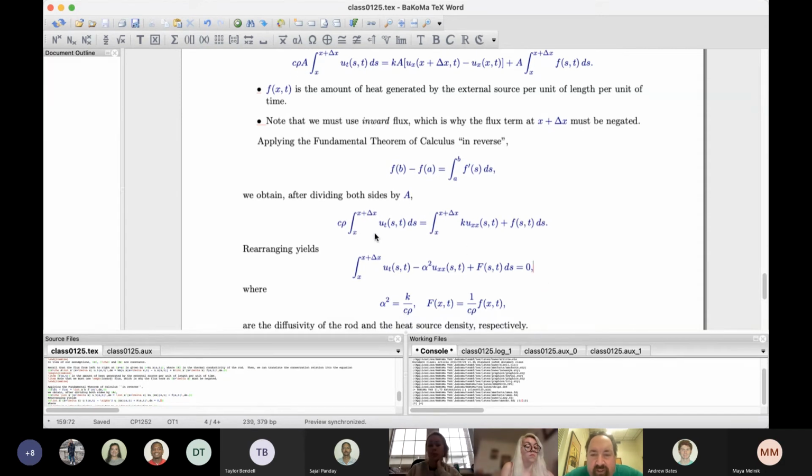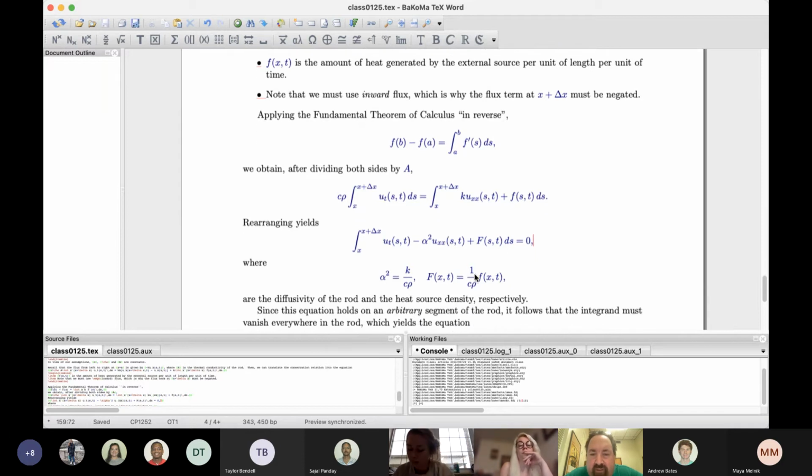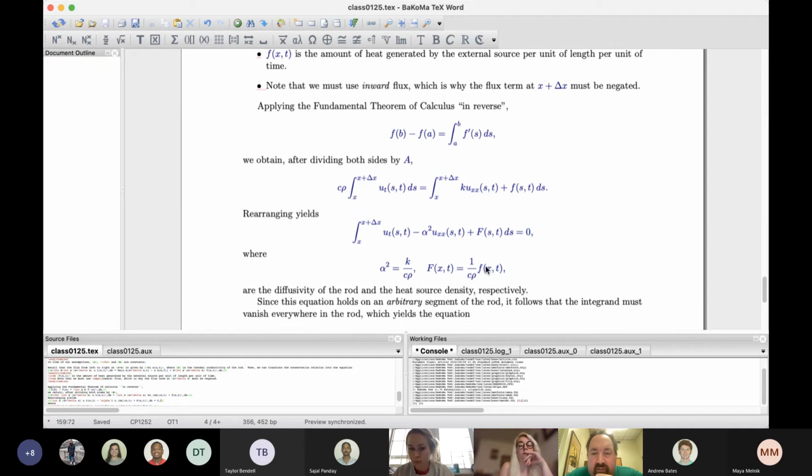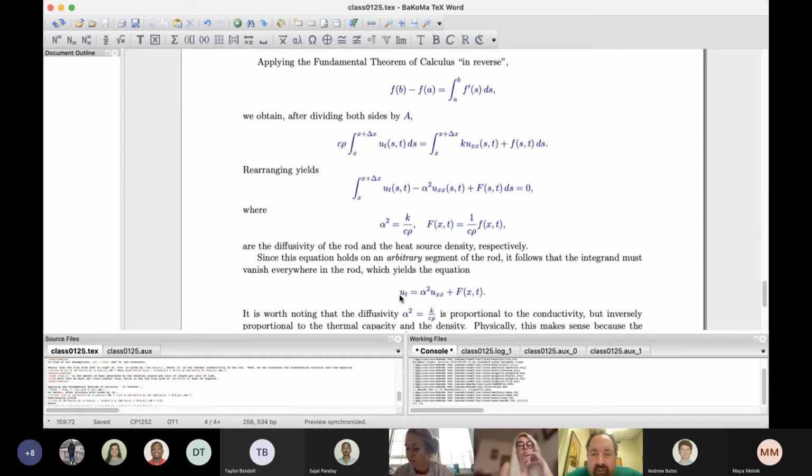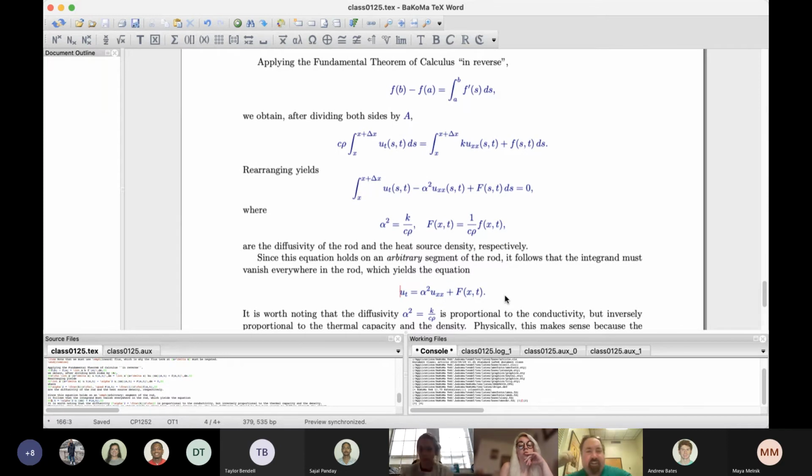So for convenience, I'm dividing by c times rho. So k over c rho is a positive constant, which I'll call alpha squared, to reinforce that it's positive. And then I define capital F as little f divided by c rho. And because all of this must be equal to 0 throughout the domain, this is what I get for the final PDE. So this is how PDEs are derived in a lot of situations.